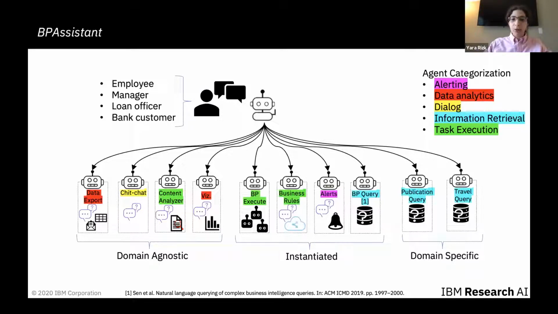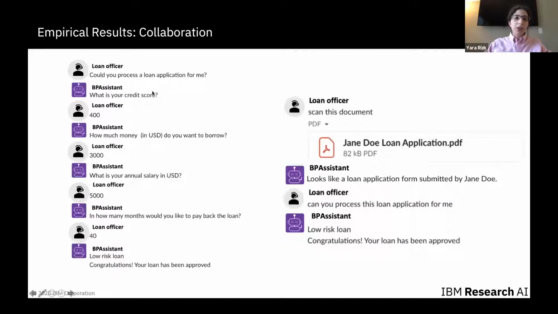But that overhead would be less than, let's say, creating domain-specific agents. And so all of these agents, we can interact with them in a natural language way. And they can also collaborate based on this infrastructure of the orchestrator that we've provided. So a bank loan officer can come and ask questions and have the business rules engine figure out whether a loan should be approved or not by providing the right input.